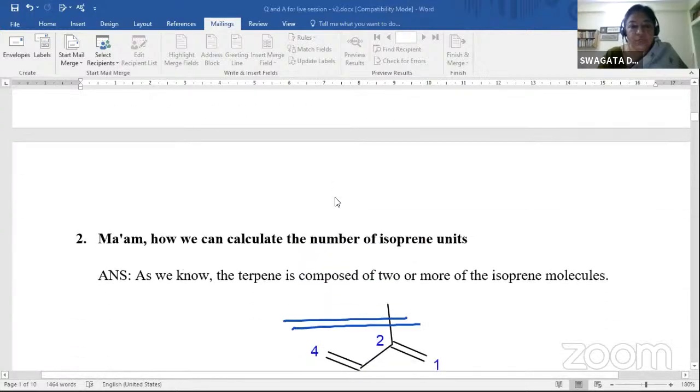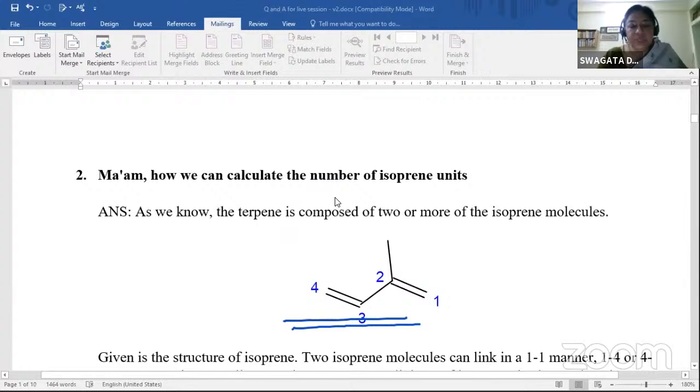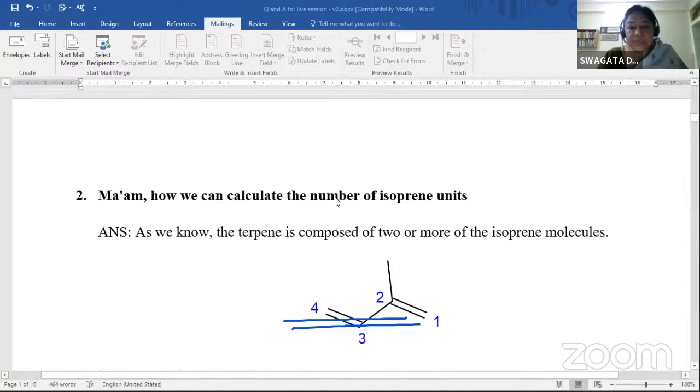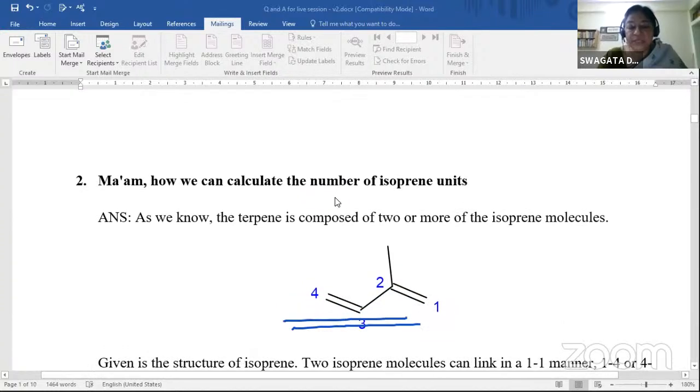We will go on to the next question, how you can calculate the number of isoprene units. Now, we know that a terpene itself is composed of 2 or more isoprene units.